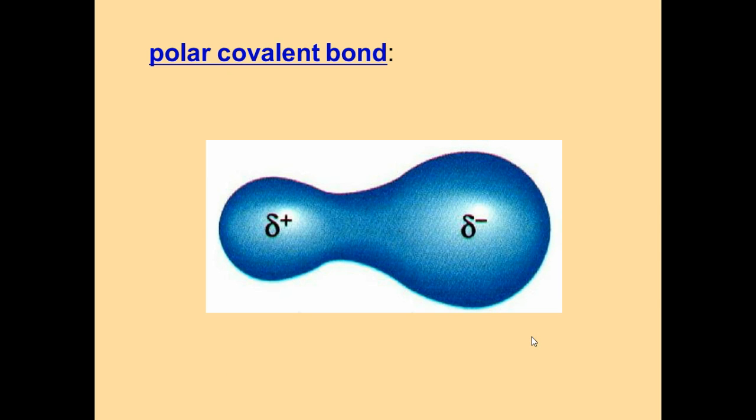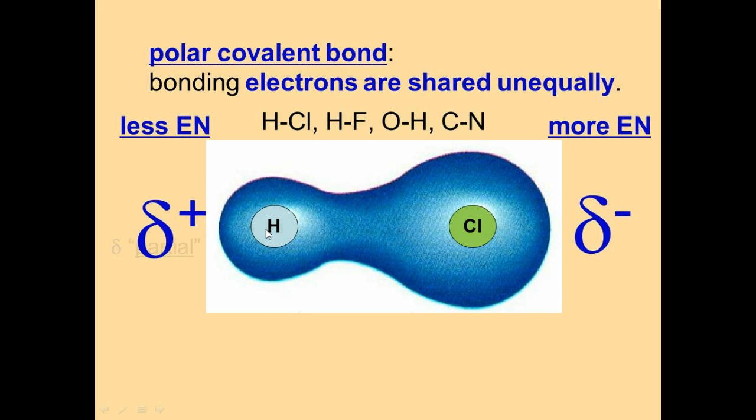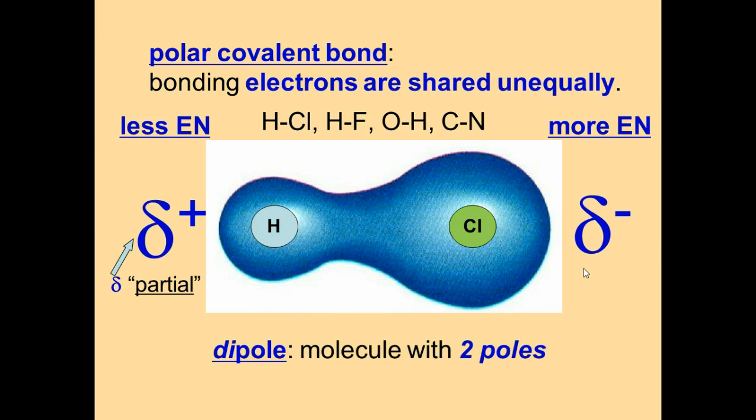And then we have polar covalent, which is the exact opposite. So bonding electrons are shared unequally. This happens when you have a very electronegative element like chlorine or fluorine take electrons from a weaker element, like hydrogen. And so pretty much the more electronegative side pulls the electrons towards it, making it slightly negative, and the other side slightly positive. So this means partial, so if you see this with a plus, it means partially positive, and then this with the negative is partially negative. And then this forms a dipole, or molecule with 2 poles, slightly positive and slightly negative.